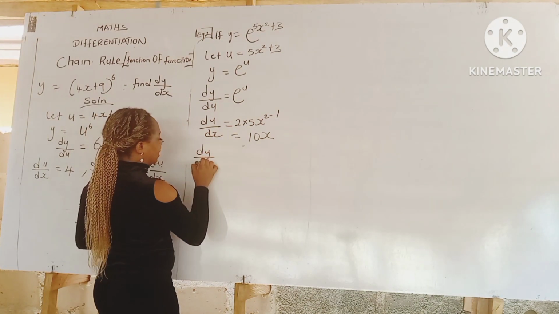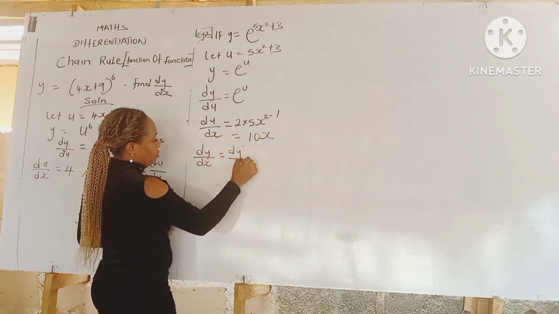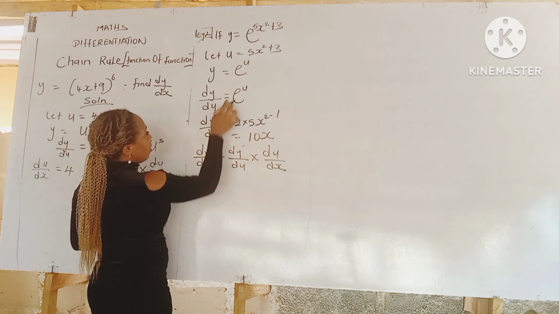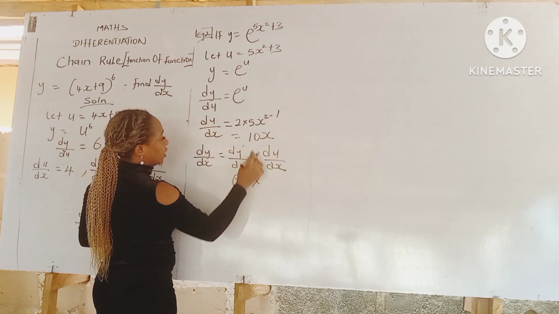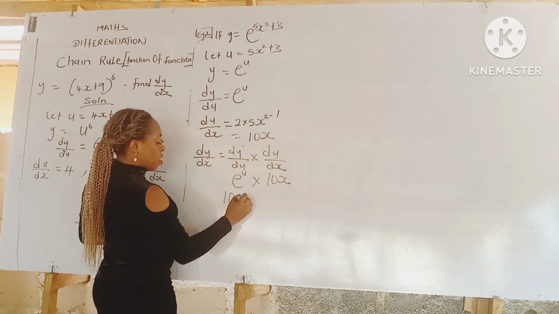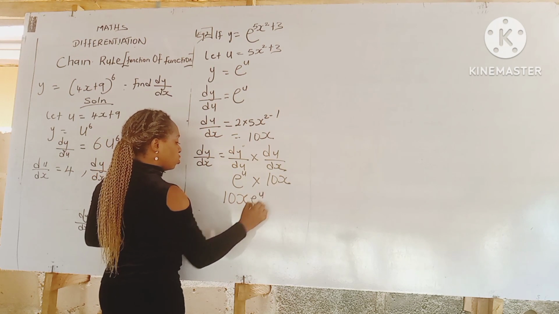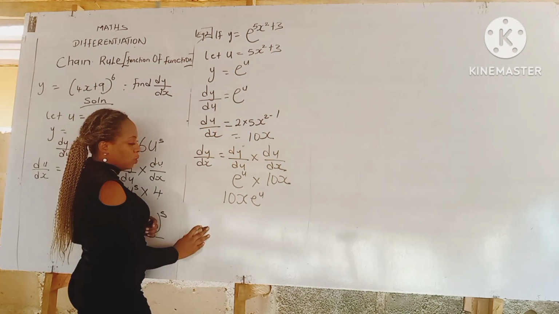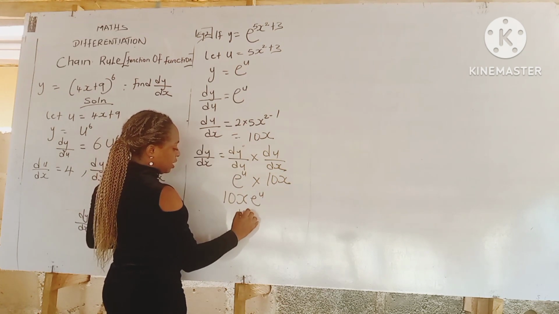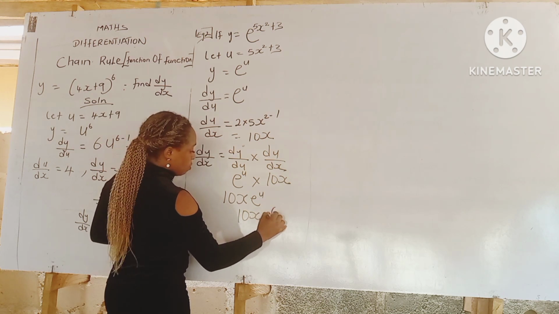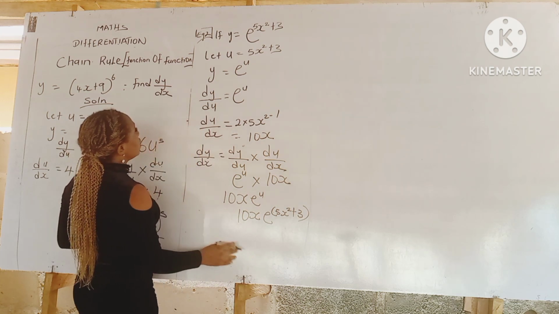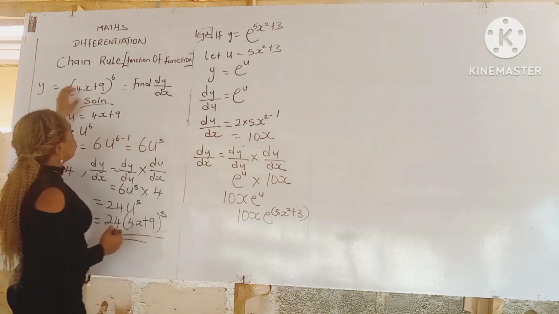So to get dy over dx, we have dy over du times du over dx. From here, we got that dy over du is exponential u, times 10x. So what do we have? We have 10x exponential u. You have your u as this, so you put it inside, you have 10x exponential bracket 5x squared plus 3. So this is an exponential function that has to do with chain rule.